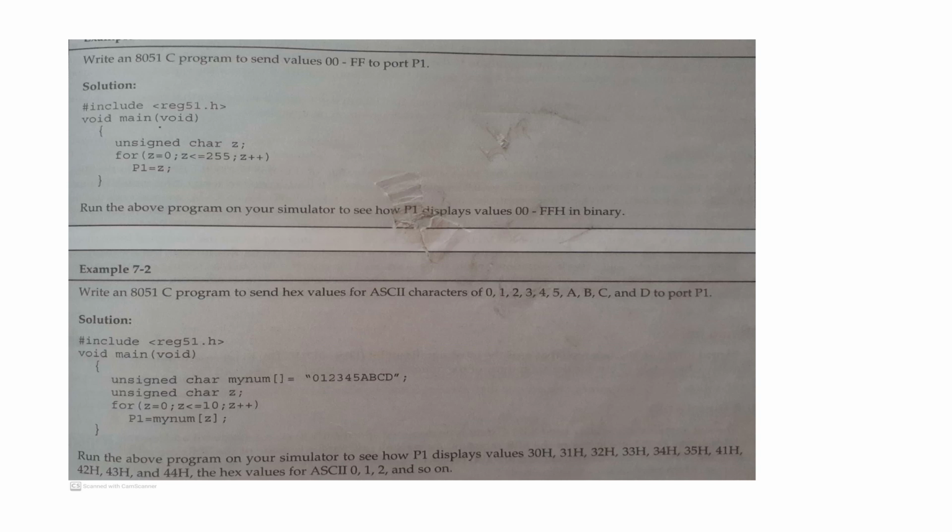Write a program in 8051 to send the values 0 to FF to port 1. So first we are declaring the header file. #include <reg51.h> is a header file, and reg51.h has the values of all the special function registers, all the ports, etc. stored in it. So we are including the reg51 header file. Then void main(void). In the curly brackets, you can see that we are writing the main program.